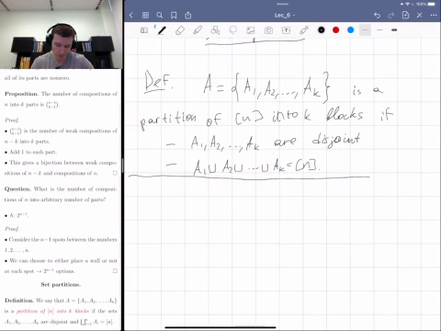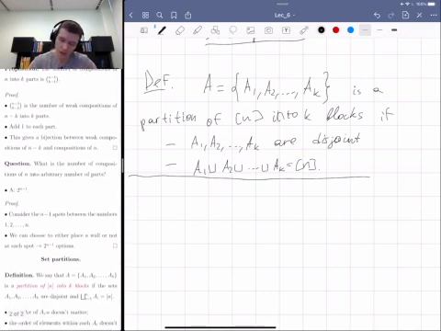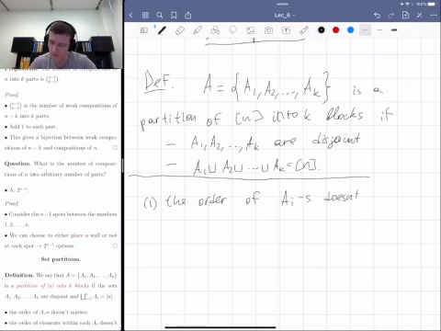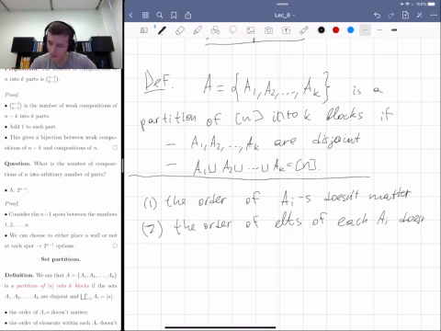The two basic consequences of this notation are, first, that the order of the Ai's doesn't matter, and then the second is that the order of elements of each Ai doesn't matter.